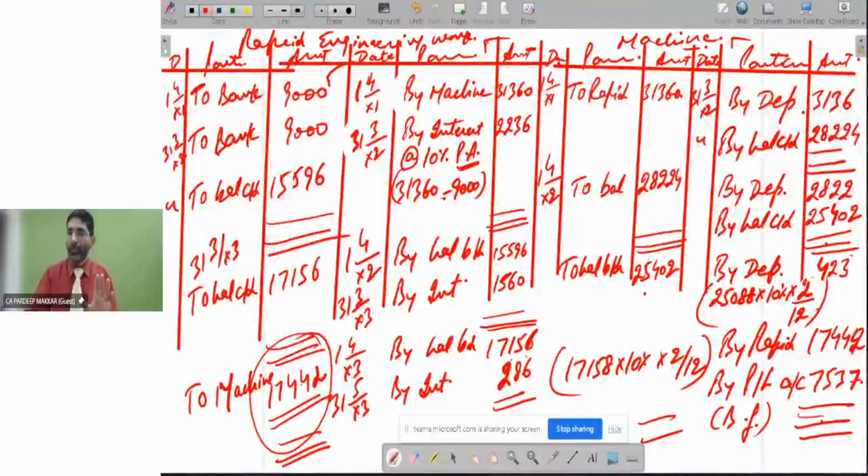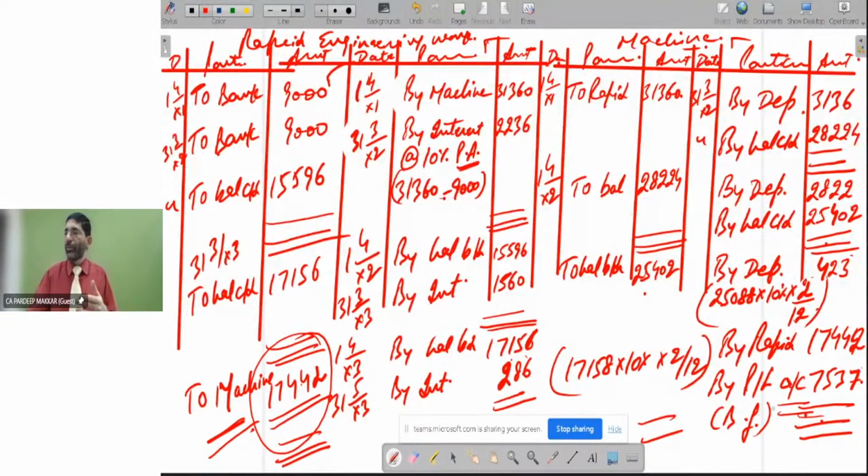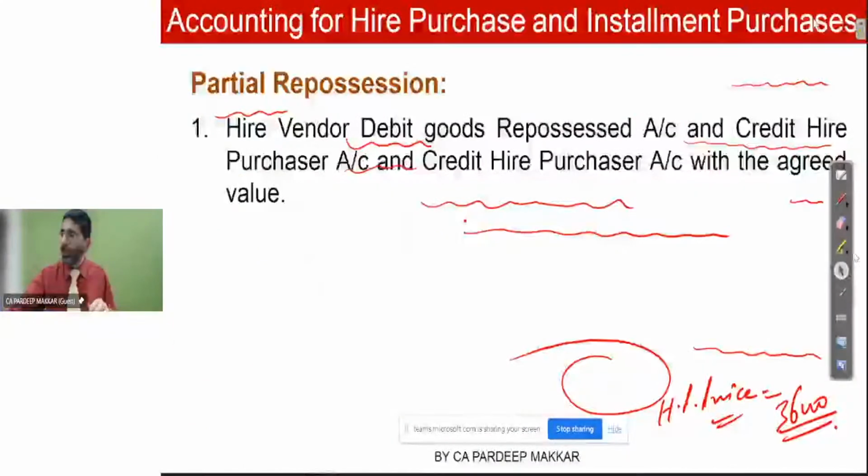Here, whatever is the balance of your vendor, that is transferred to machinery account. In that case, whatever is the value of machinery taken over, that will be transferred from machinery account to vendor account. That's it. The remaining things will remain the same. Whatever is the profit or loss, that we will calculate. This will be done in a working note, nothing else. Not a big difference.